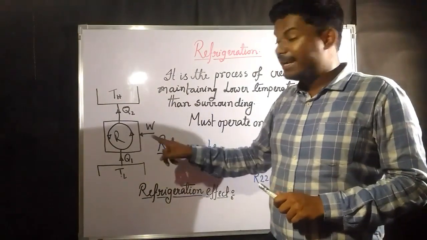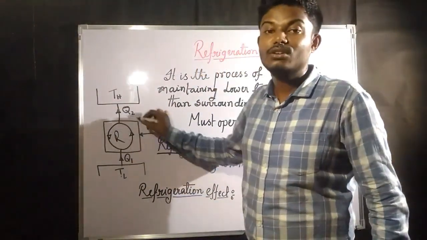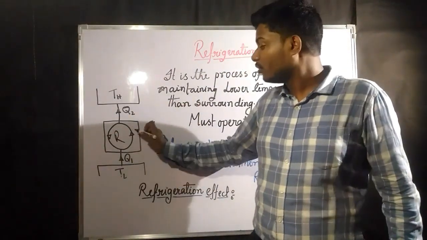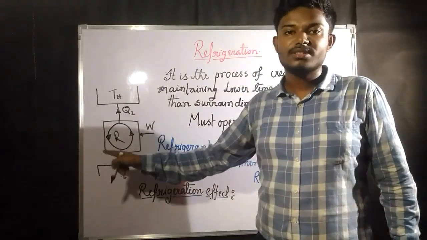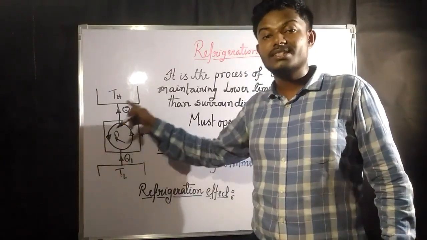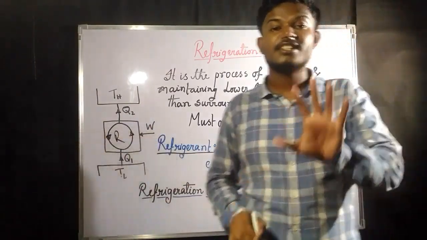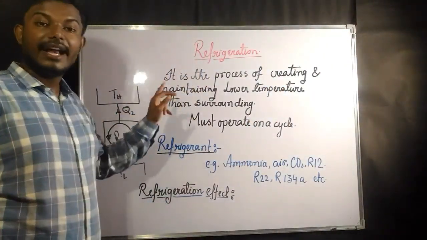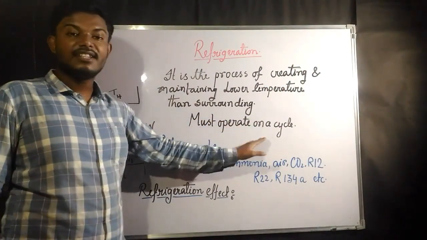To maintain this temperature, this is a system which is continuously running on a cycle. Without a cycle you cannot maintain this temperature. This has been represented as an anti-clockwise cycle. Why has it been represented as anti-clockwise? Because an anti-clockwise cycle always represents that it is power consuming. As refrigeration is power consuming, the cycle would be anti-clockwise. So this is the refrigeration concept.